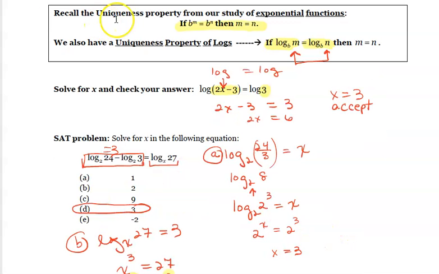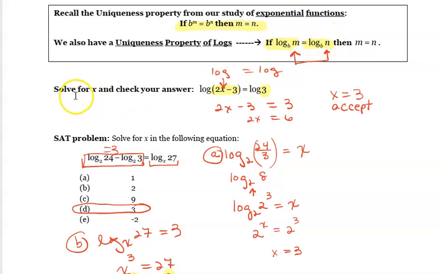So next we talk about the uniqueness property as it pertains to logs. So remember, if you have the same base, you can set the exponents equal. Well, if you have the same log of the base, then you can set the arguments equal. All right, so we're going to work on that now.